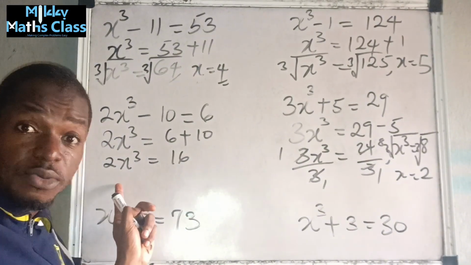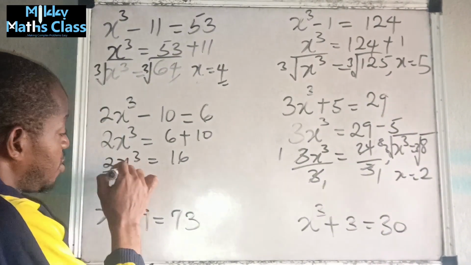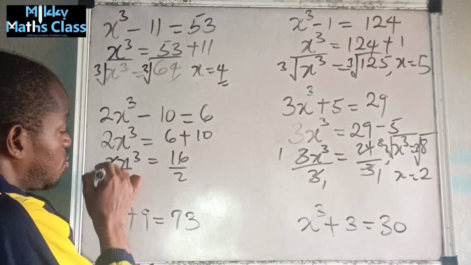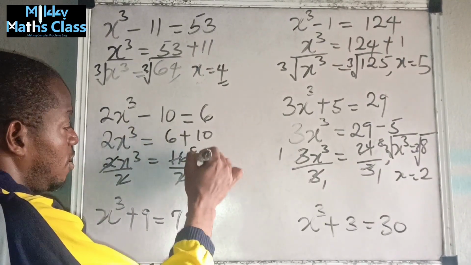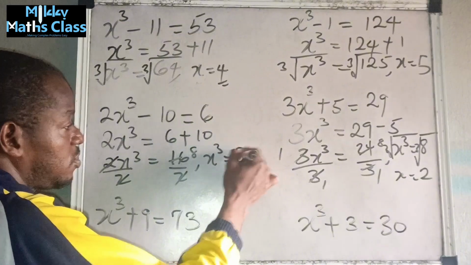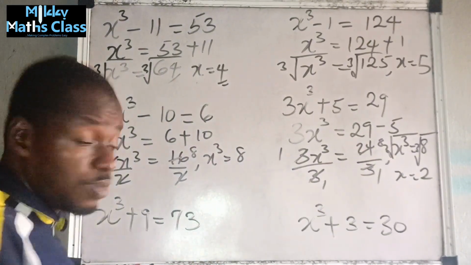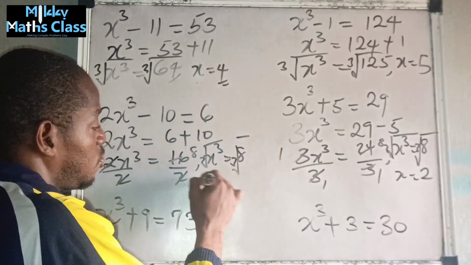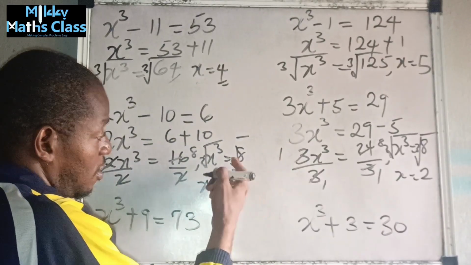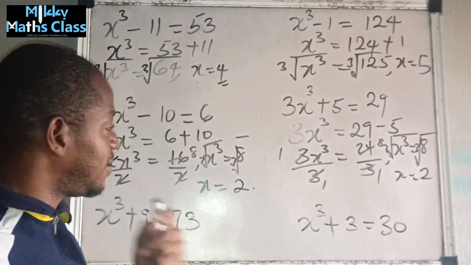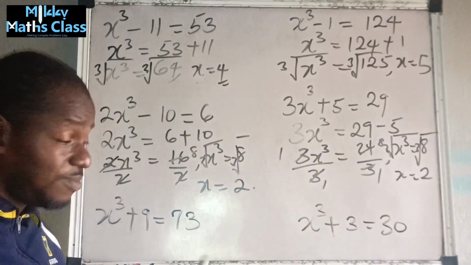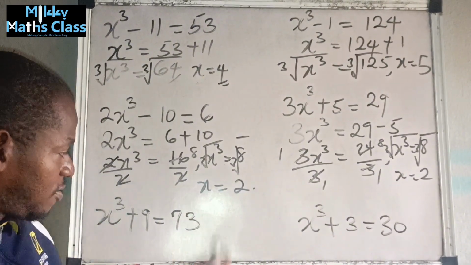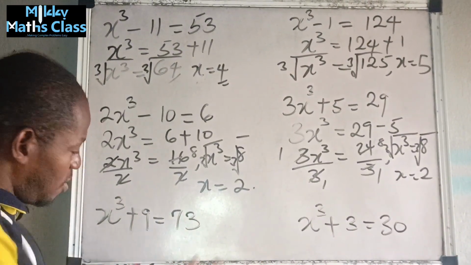Same thing, we divide both sides by 2. 2 divided by 2 is 1, and 16 divided by 2 is 8. So x cubed is equals to 8, just like the previous one. We take the cube root of both sides. So our answer will also be 2, just like we had here, because it's 2 that we multiply 3 times to give me 8.